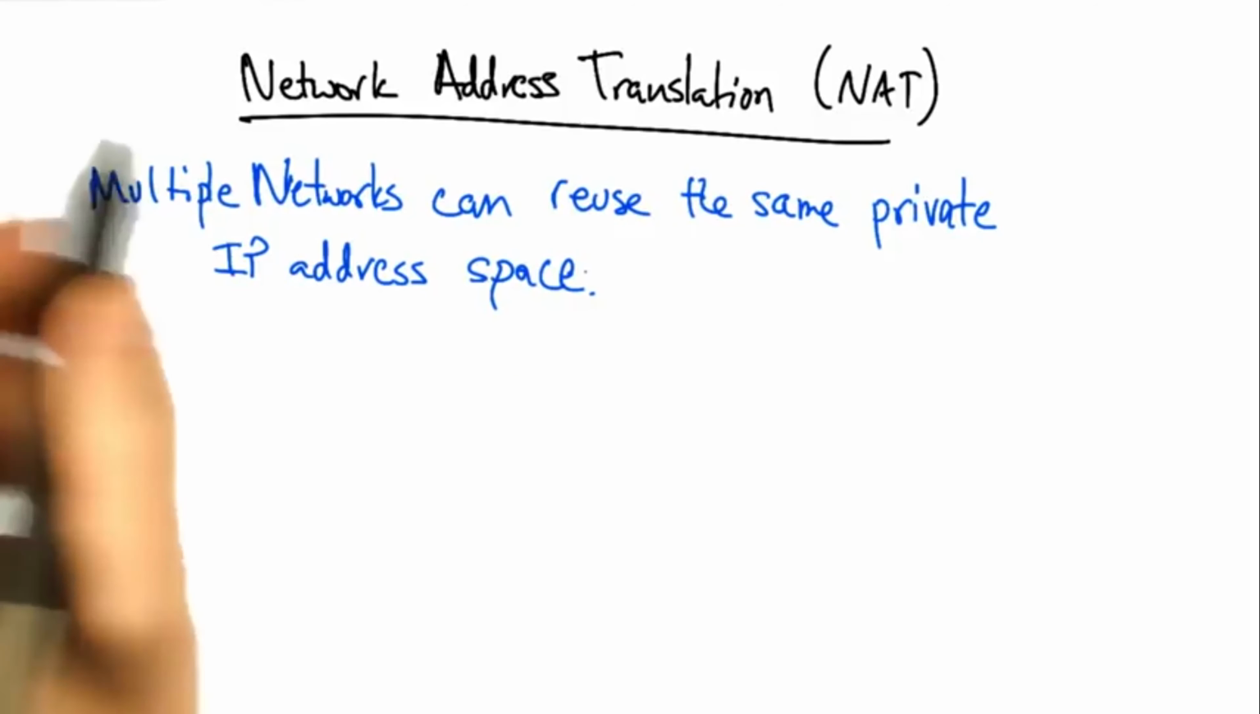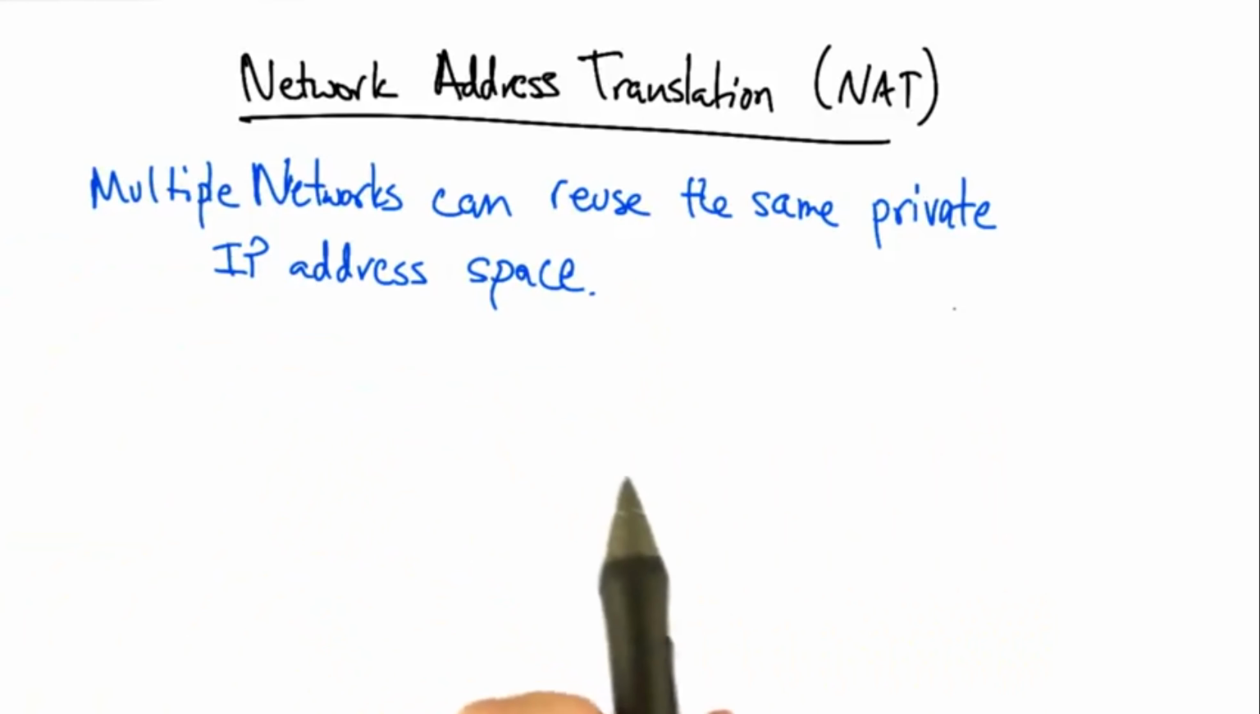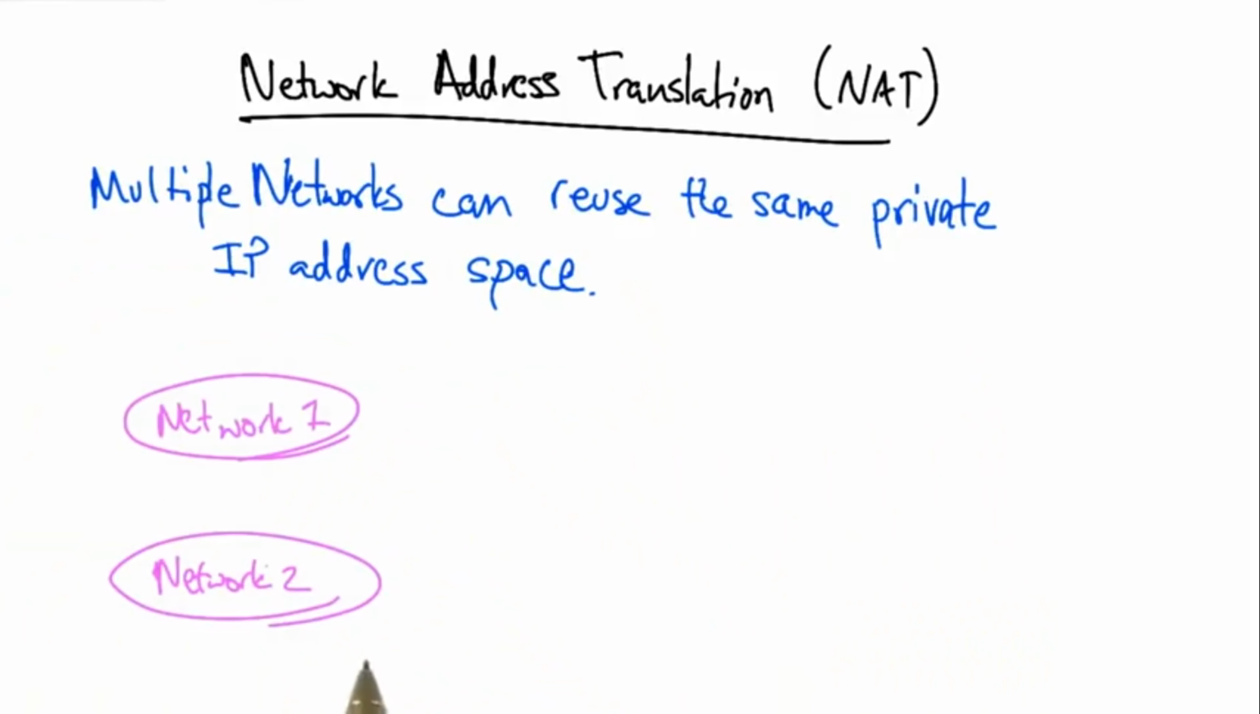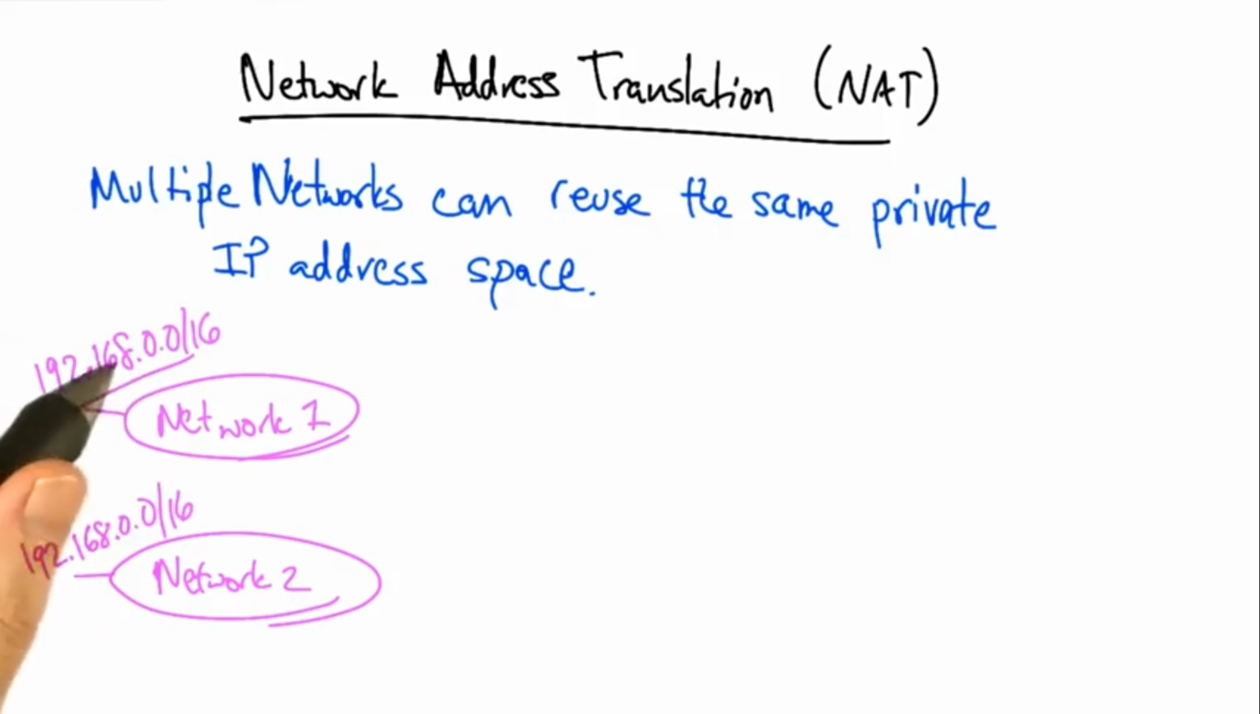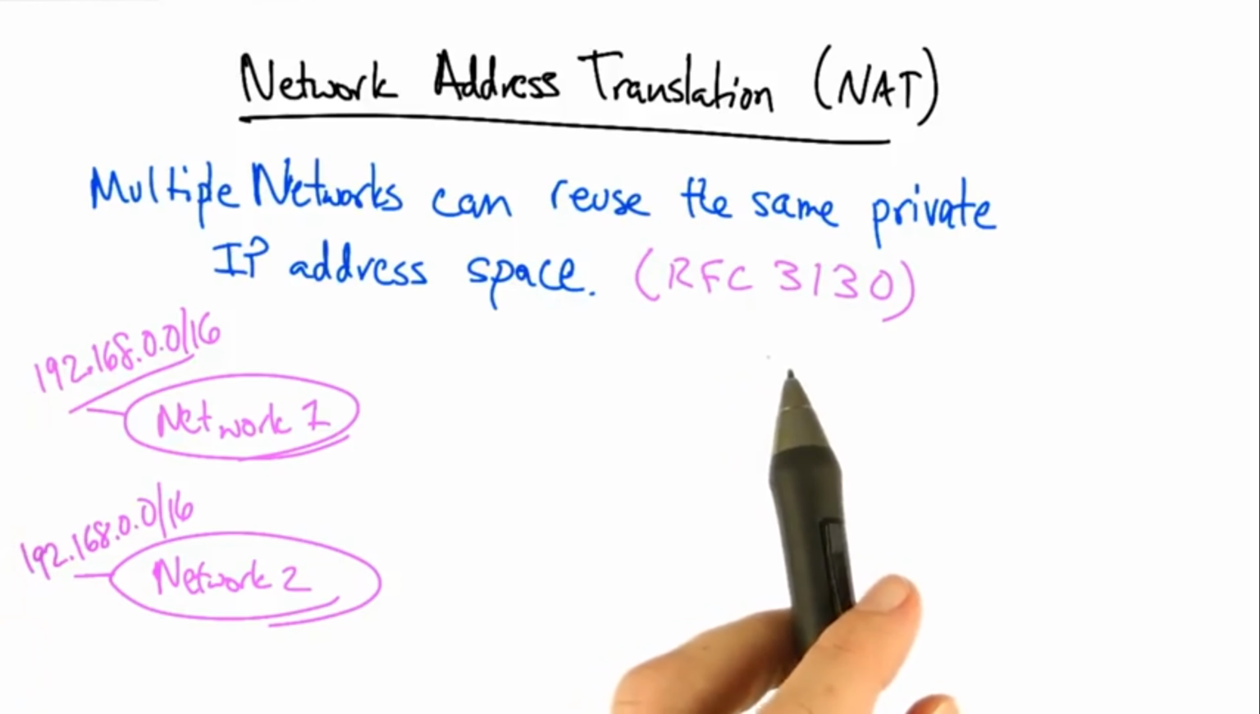NAT allows multiple networks to reuse the same private IP address space. Let's suppose that we have 2 networks. These networks might be, for example, homes, or they might be larger networks in regions of the Internet where IPv4 address space is scarce, for example, in developing regions. What NAT allows these networks to do is reuse the same portion of Internet address space. For example, a particular special private IP address space is 192.168/16. Other private IP address space is specified in RFC 3130.